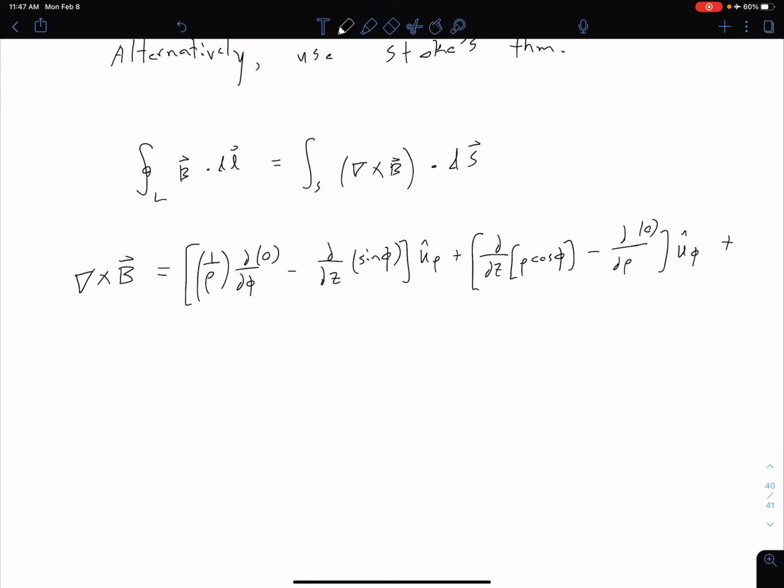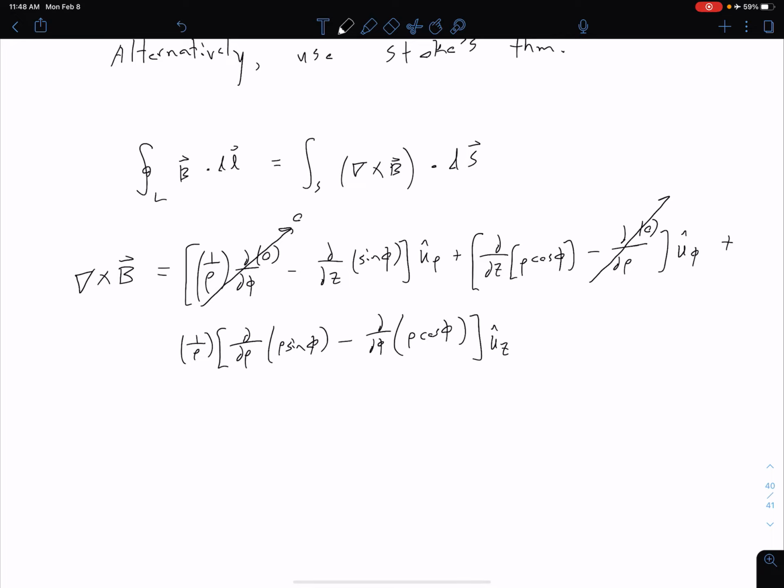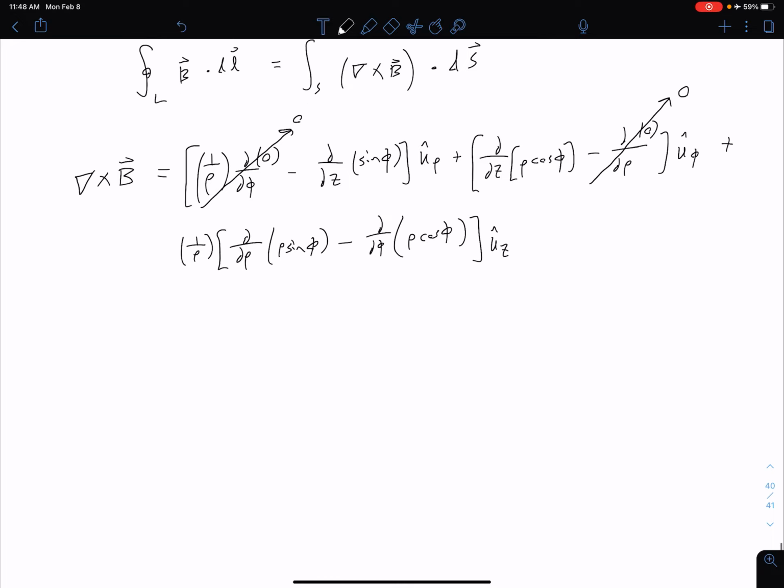And so finally we have plus 1 over rho times the partial with respect to rho of rho times our phi component, so we have rho sine phi, minus the partial with respect to phi of our rho component, rho cosine phi, and that is in our z direction. Okay, and so we can see, of course, we have two terms going to 0 because we have a 0 z component, so we can evaluate our other terms as well.